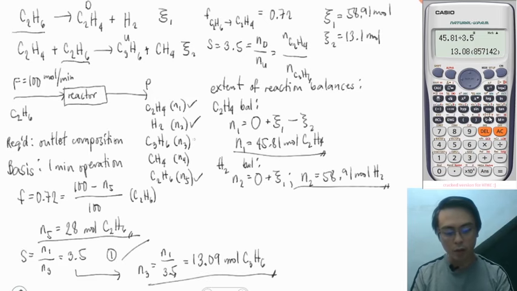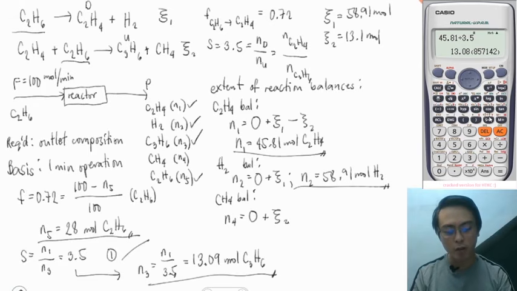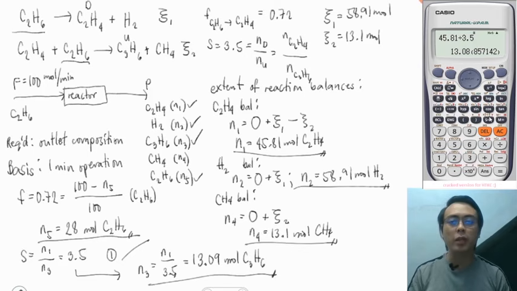Okay, last one, N4. We perform a CH4 balance. So a CH4 balance is output N4, input 0, plus extent 2. CH4 only appears in the second equation at the product side. So N4 is equal to 13.1 mole CH4. We have completed the values for the components of the product. What's left for you to do is to simply gather all of our results, take the total number of moles, and then convert this composition into percent by mole or mole fraction.